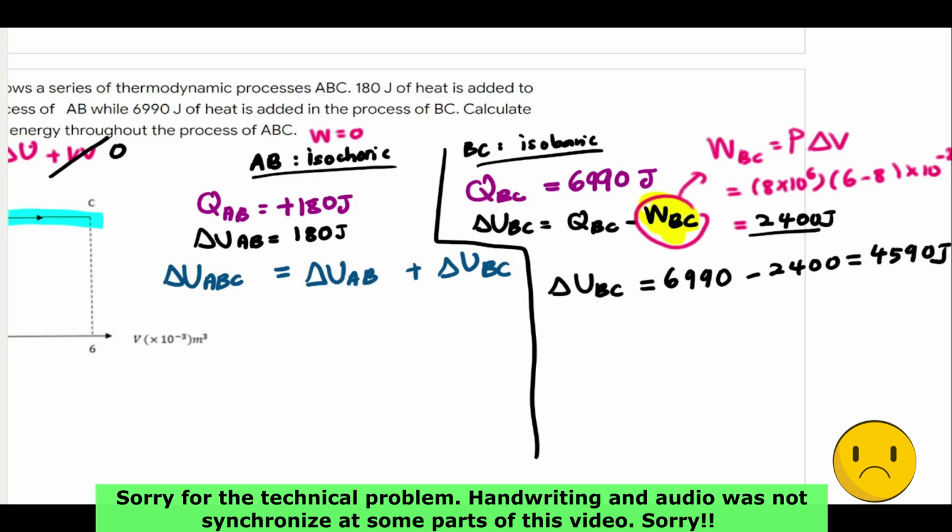So you will get delta UBC is 4590 joule. Therefore, you can calculate delta UABC, which is equal to delta UAB, which we already calculated, 180 joule, plus delta UBC, also calculated earlier, 4590. And finally, you get delta UABC of 4770 joule. So this is the answer. So the answer is B.